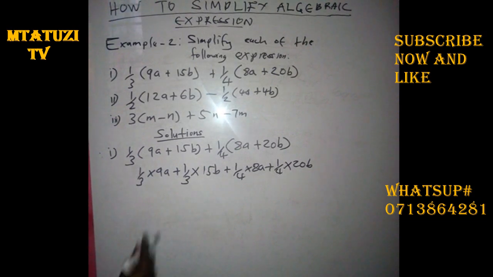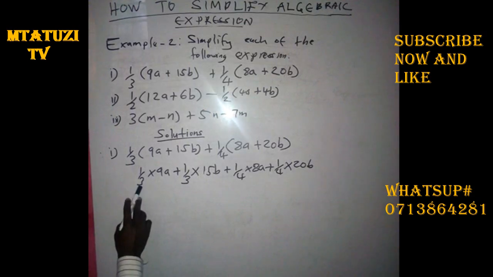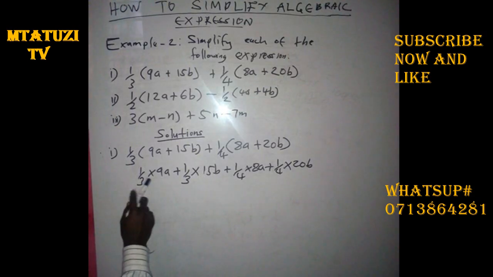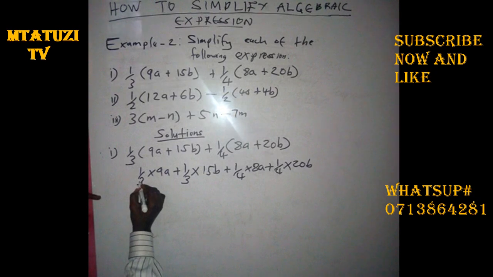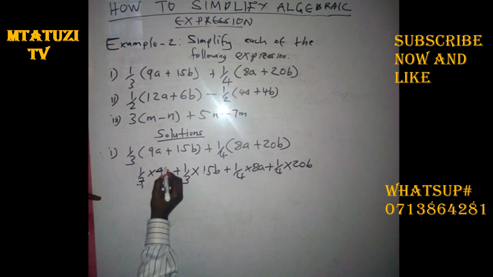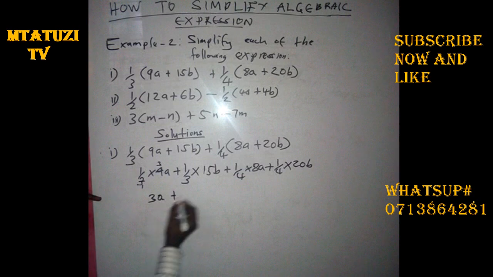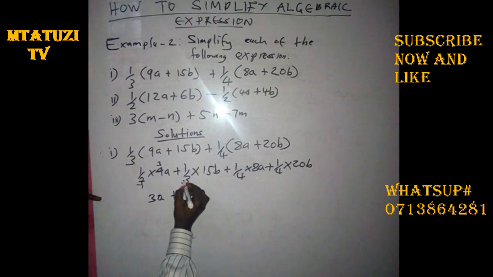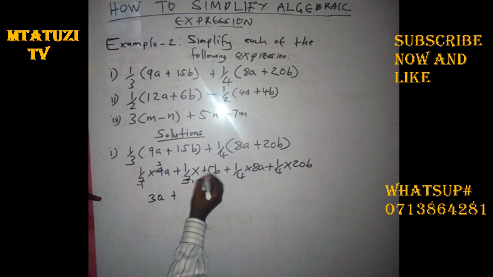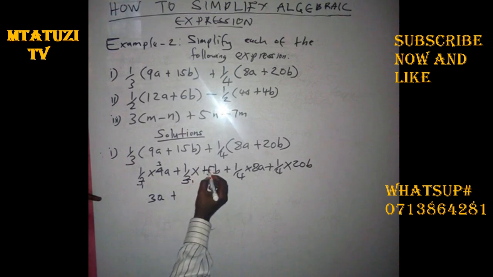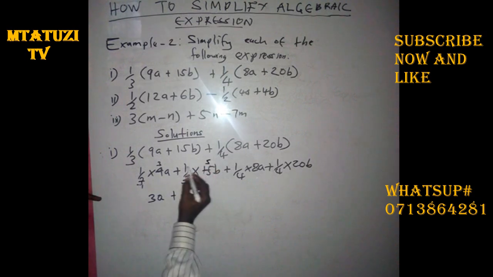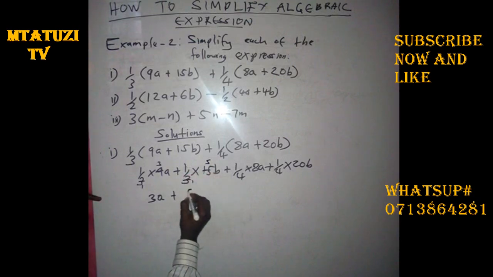Now we have to simplify. To simplify this fraction and this number is just dividing. 3 divided by 9: 3 divided by 3 is 1, 9 divided by 3 is 3. So 1 times 3a, you get 3a. Plus, 3 divided by 15: 3 divided by 3 is 1, 15 divided by 3 you get 5. 1 times 5b, you get 5b.